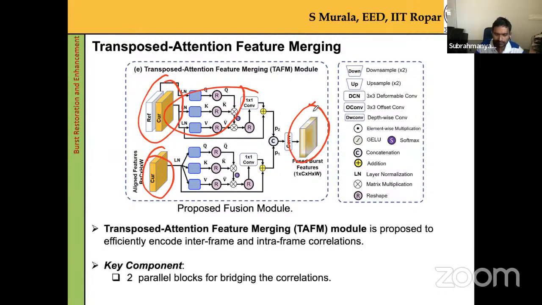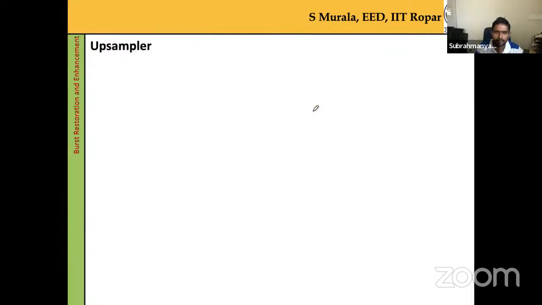So the transparent attention feature merging module is utilized on the responses that came from the aligned features, and those features are utilized here, and then feature merging happens. Once feature merging is done, as I said, the third module is the upsampler module.